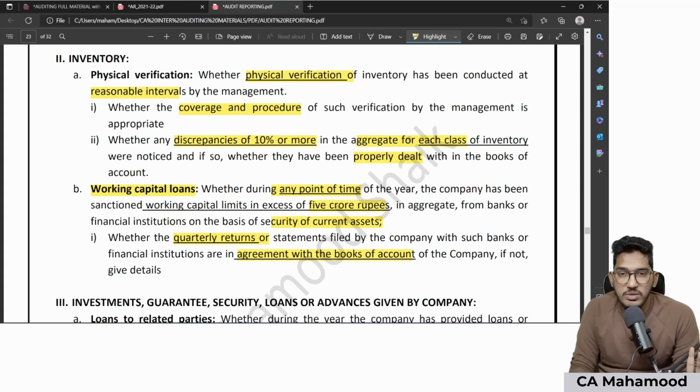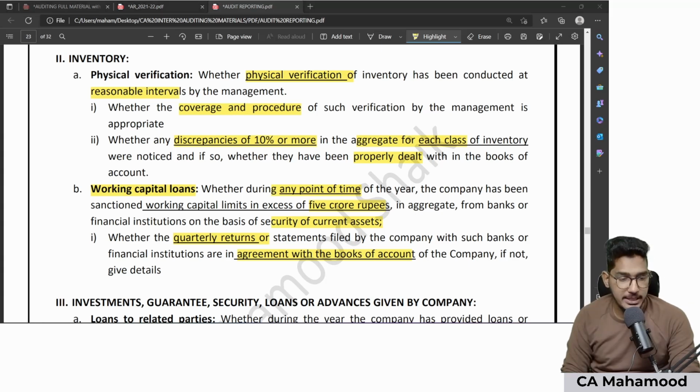Clear everybody? So 2 reporting requirements we are done. We are left with 19 more. So let us have a look at them now also. Now we will go to point number 3.